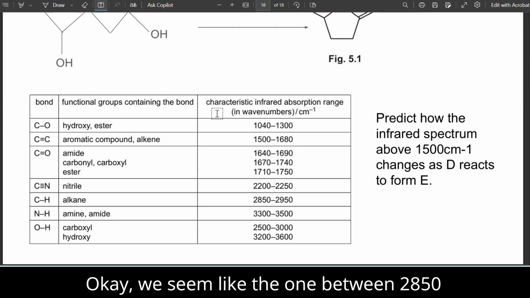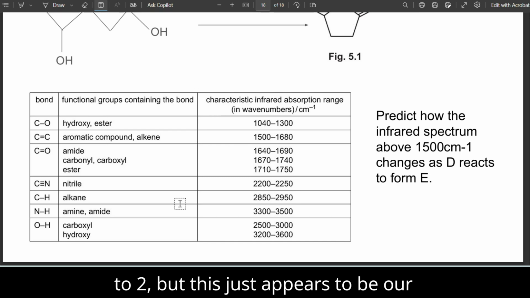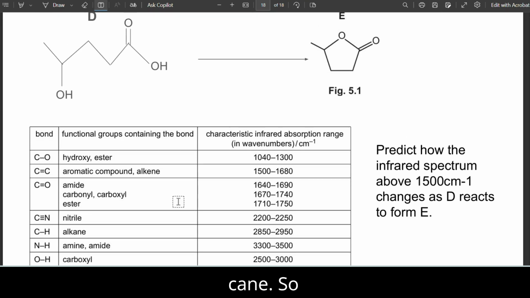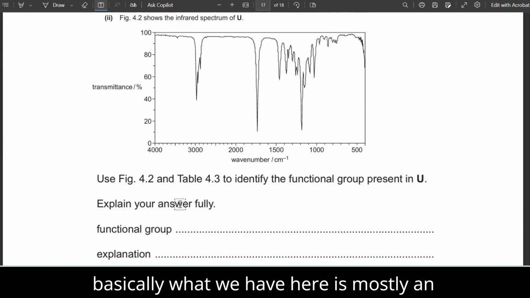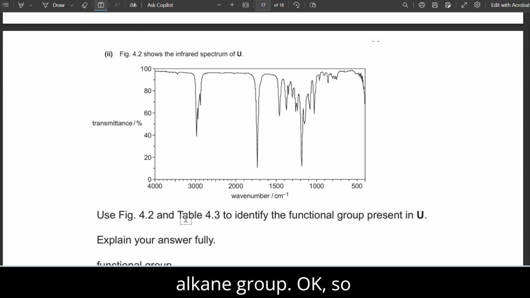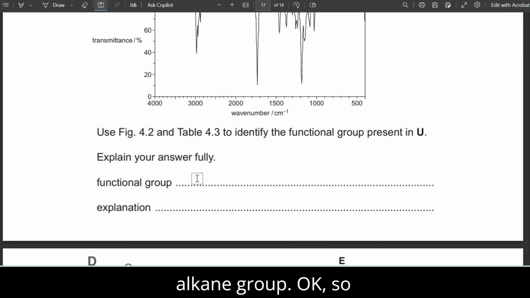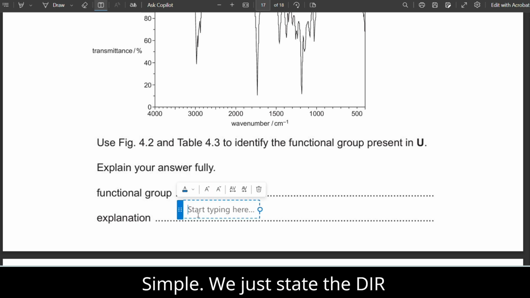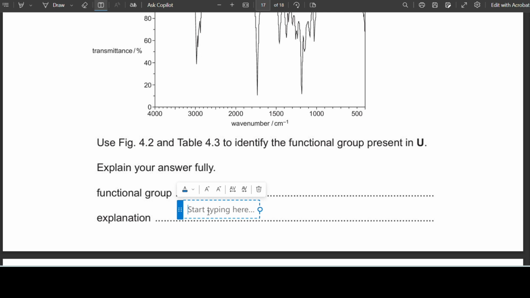Okay, we seem to have one between 2850 to 2, but this just appears to be alkane. So basically what we have here is mostly an ester group and an alkane group. Okay, so the functional group present, we'll just say it is an ester group. Why? Simple, we just state the IR spectra.